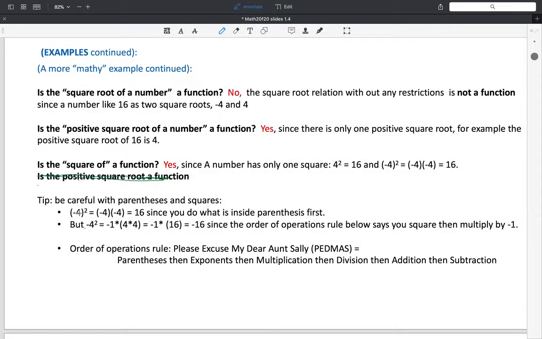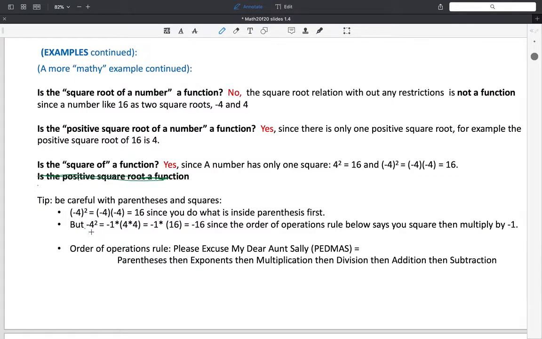So there's a tip on parentheses. Be careful with them. With the parentheses, it's minus 4 times minus 4. That's 16 because there are two negatives, and negative times negative is positive. But this is actually going to be minus 16.